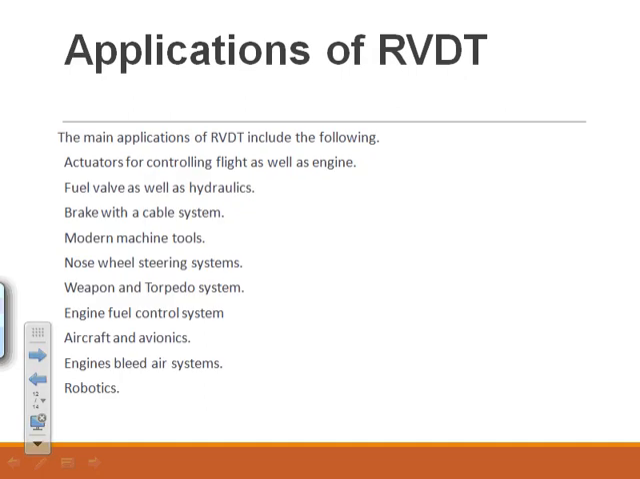Then the applications. The main applications of RVDT include aircraft, fuel valves in hydraulic systems, brake systems, cable systems, modern machine tools, nose wheel steering systems, weapon torpedo systems, engine fuel control systems, aviation, avionics, engine bleeds, air systems, robotics, etc. Mainly in robotics, all arm motions can be controlled by using this RVDT. So these are some applications of the RVDT.